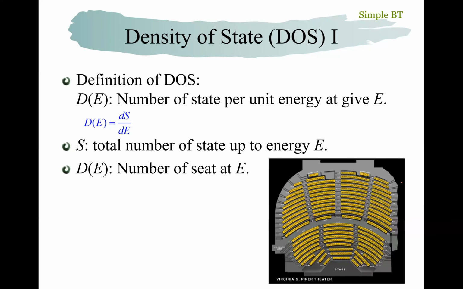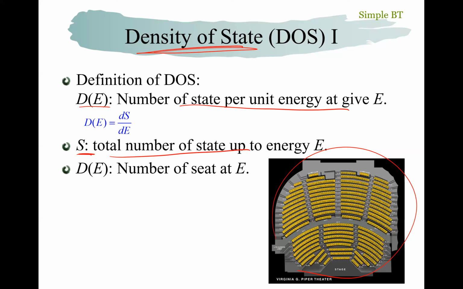So actually, I showed the map of the theater once in a previous class, and the very important thing of the band is the definition of the density of state. Density of state means the number of states per unit energy at a given energy. It's a difficult definition, but S here is the total number of states up to energy E. If you talk about the number of seats, the number of seats is actually the number of states.